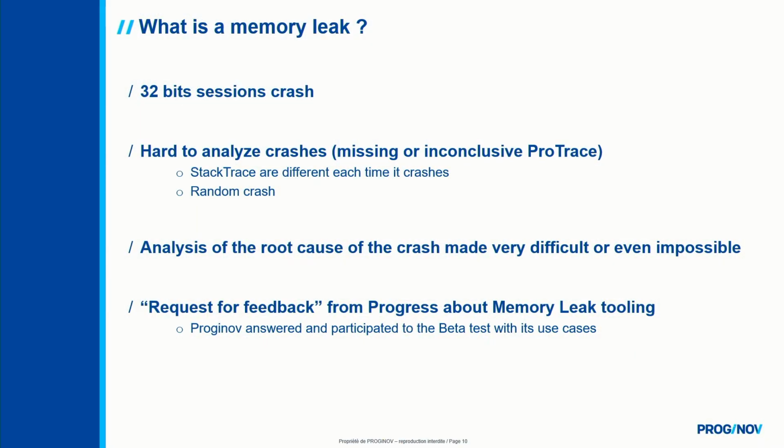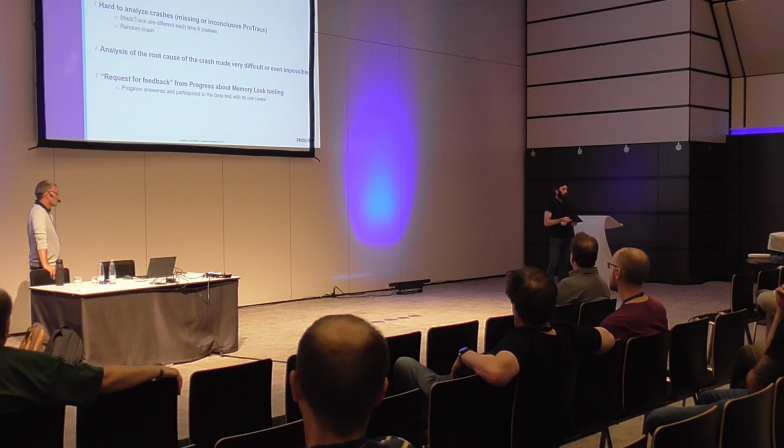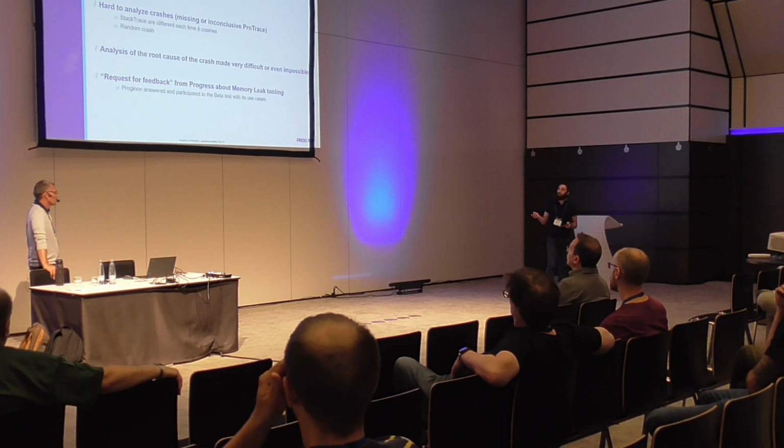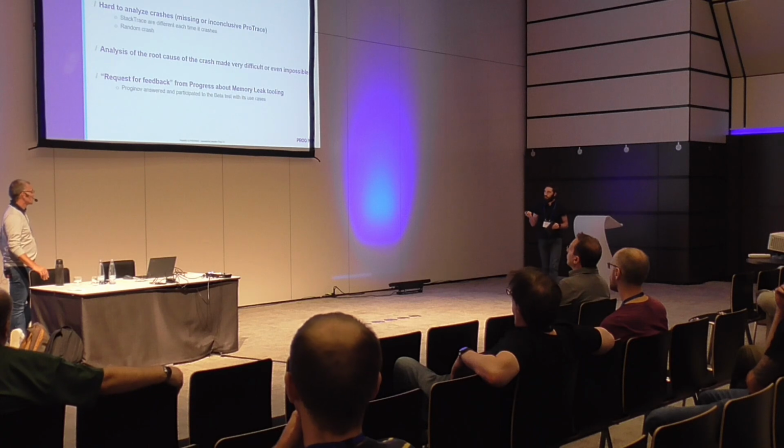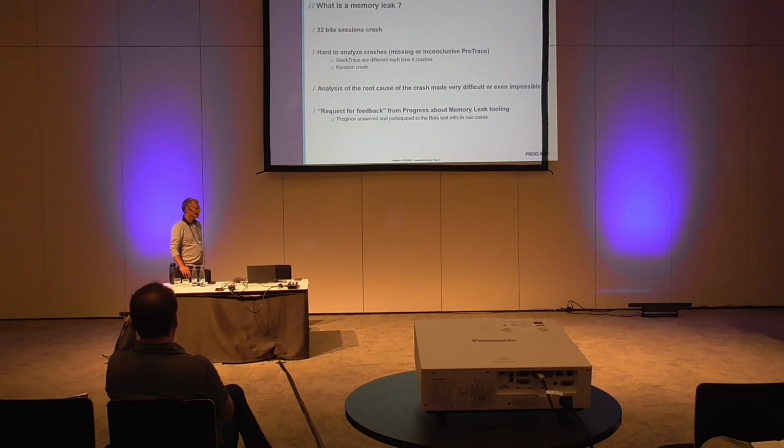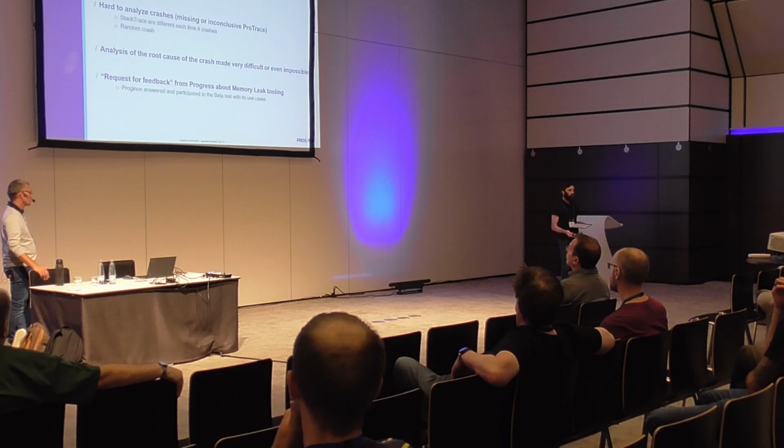We've got some problems with that in our company. The application was running on 32-bit sessions, and with new heavy graphical components we've got some problems. So we have some crashes with the memory. We asked Progress to help us because we want to analyze those problems, and we have some problems detecting them. So Progress gave us the memory profiler in beta, so we could launch it and use it to analyze our programs.